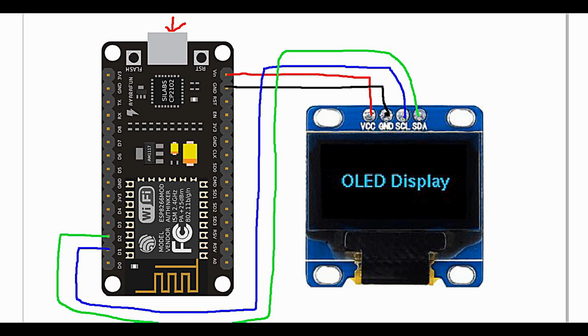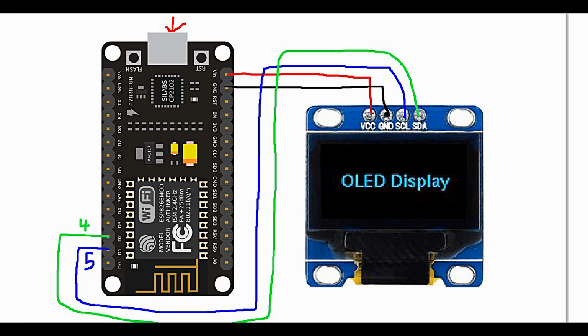NodeMCU. This D2 is nothing but GPIO4 in the script, and this D1 is nothing but GPIO5 as per the internal naming of the GPIO pins. So we will be using this internal naming, 4 and 5, in our Python script for configuring the I2C protocol, but the external naming for GPIO 4 and 5 is D2 and D1. So externally we will make the connection as D1, D2, and internally in our program we will use GPIO 4 and 5 for D2 and D1.